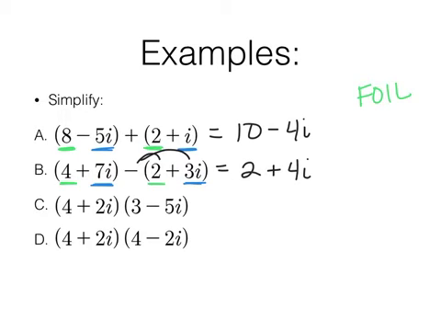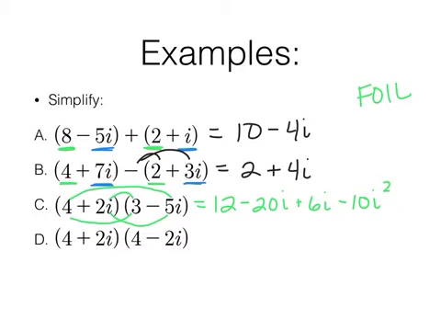So first is the product of 4 and 3, which is 12. Outer is the product of 4 and minus 5i, which is minus 20i. Inner is the product of 2i and 3, which is plus 6i. And then last, the L is for last, is the product of 2i and minus 5i, which is minus 10i squared. Now I'm automatically going to cross out that i squared and switch the sign of that minus to a plus for that 10. And then I want you to treat this like there are like terms again.